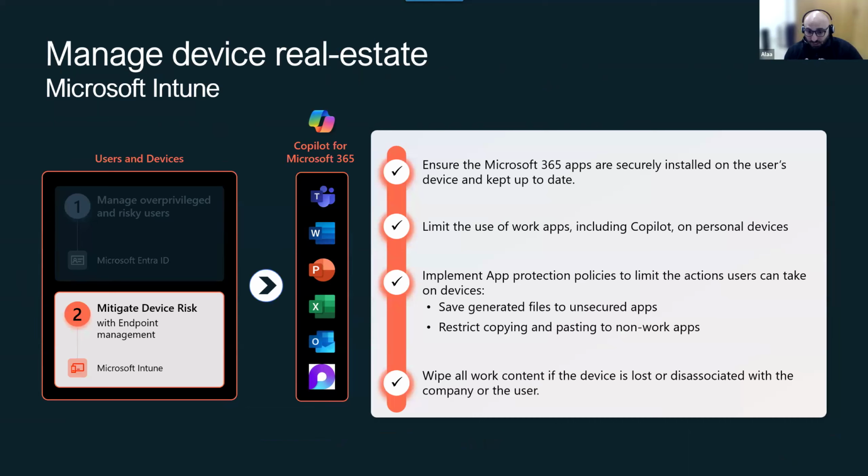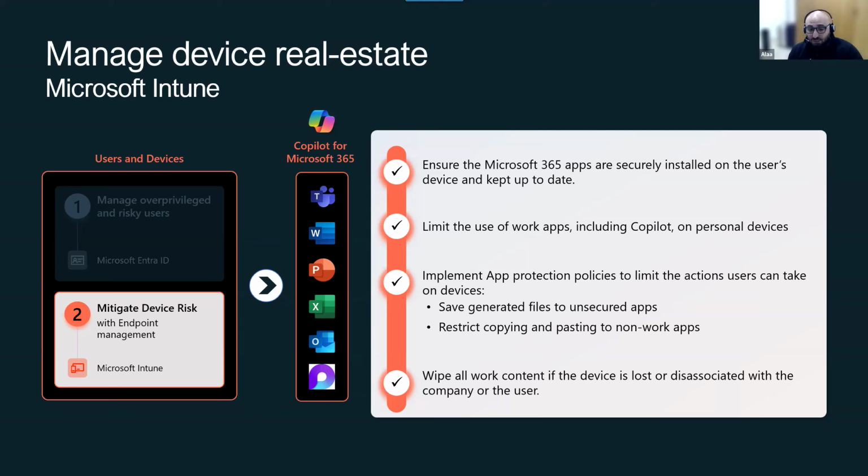Let's summarize what we just discussed. First, we need to manage users and devices. The tool for that within Microsoft 365 is Intune. So Intune helps us to identify and control users' excessive permissions, reducing security risk, but also mitigate device risk by managing device compliance and security.